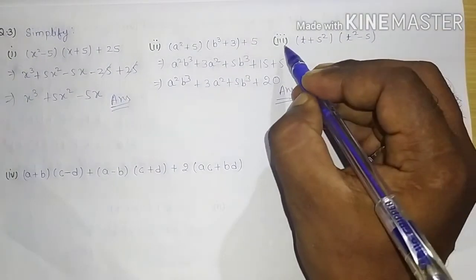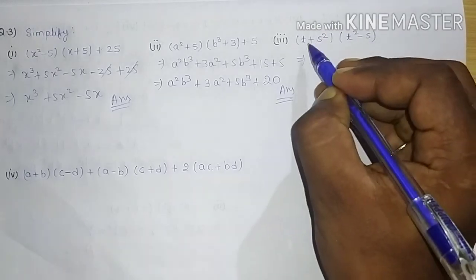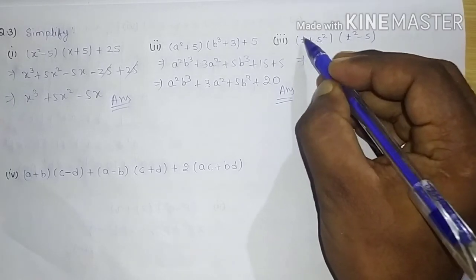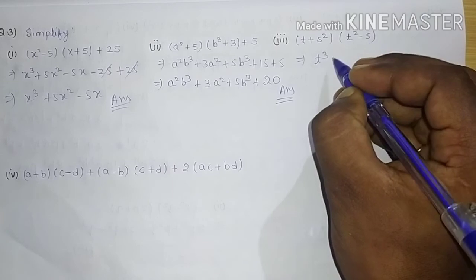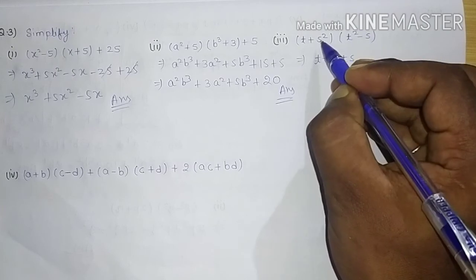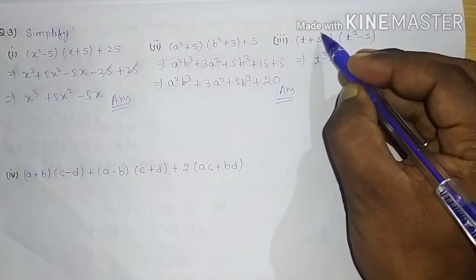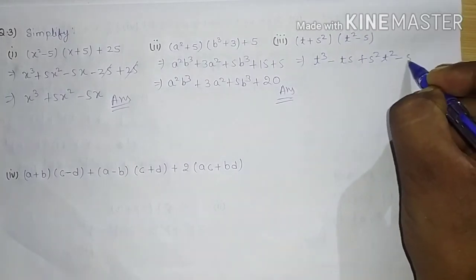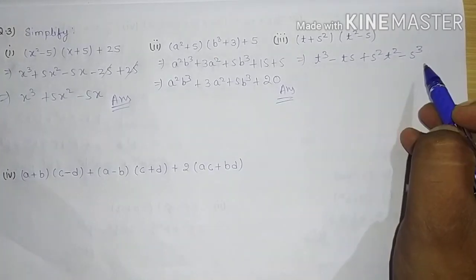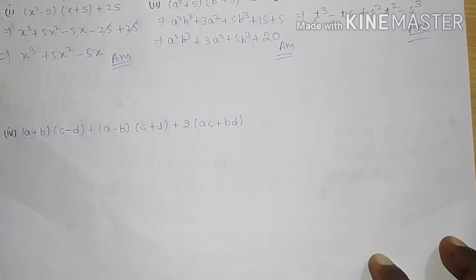Similarly, third question, (t + s²) and (t² − s). Just multiply it. So t into t², so it will be t³, t into minus s, so it will be minus ts. Now s² is multiplied into t², so it will be s²t². Now s² is multiplied into minus s, so it will be minus s³. So there are no like terms, so this is the answer directly. Now the last question, that is question number 4.